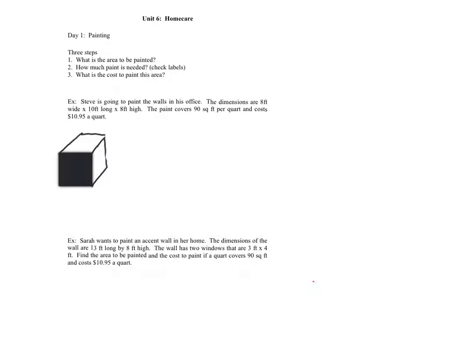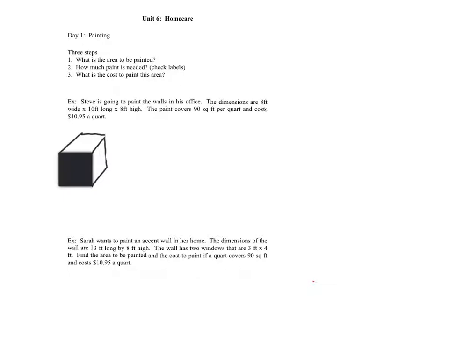When you're painting, they're going to take three main steps. The first thing that you want to do is figure out what the area is that needs to be painted. Are you painting one wall? Are you painting multiple walls? Are there areas that you're going to need to subtract?